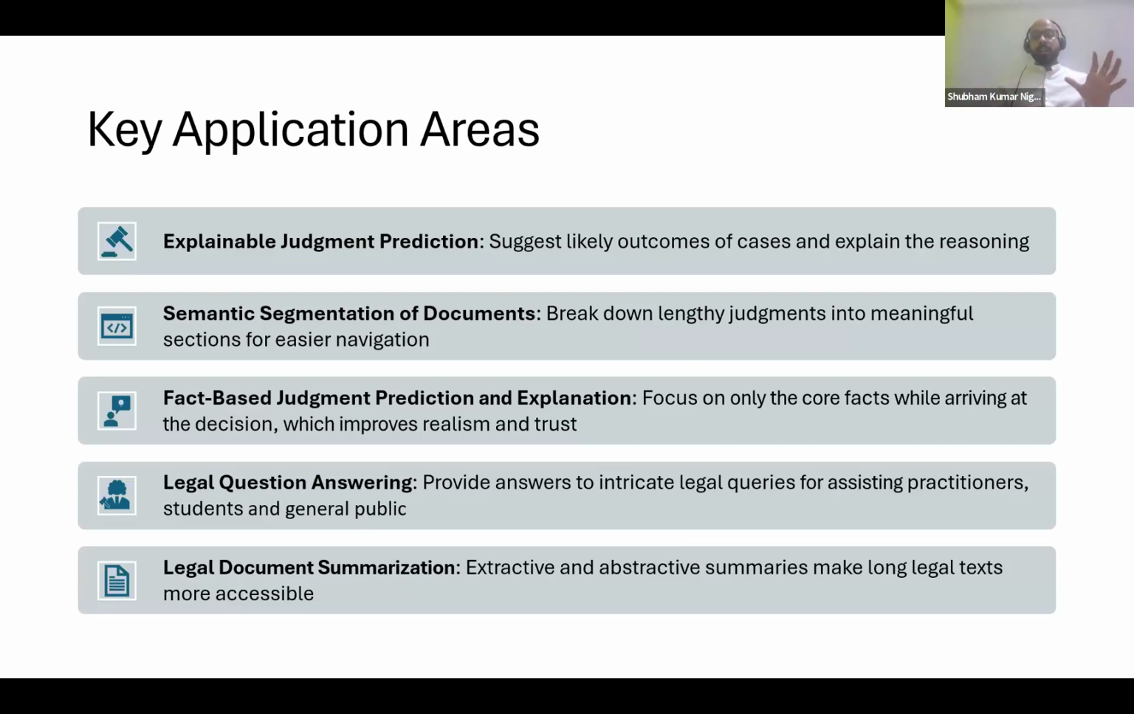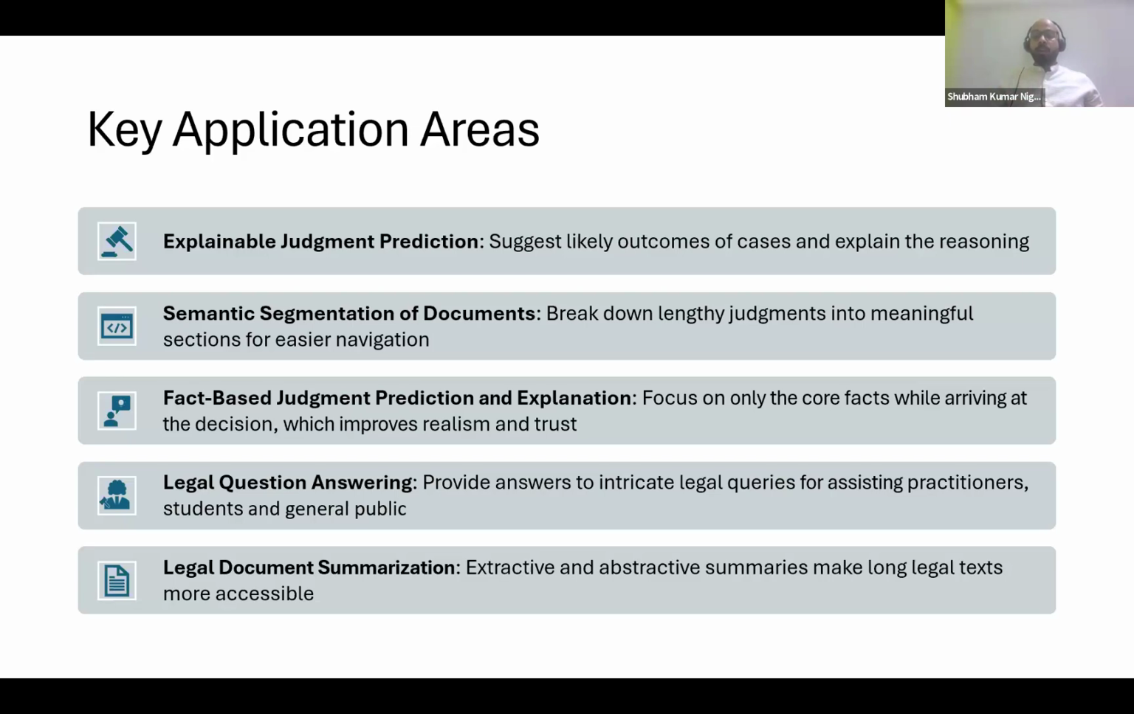So these are the areas I worked on, like explainable judgment prediction, where we predict the likely outcome of the case and explain the reasoning behind it. Semantic segmentation of documents, where we break down lengthy documents into meaningful sections. Fact-based judgment prediction and explanation, where we only focus on the core facts while arriving at the decision, which improves realism and trust. Legal question answering, which provides answers to intricate legal queries, assisting practitioners, students, and also the general public.